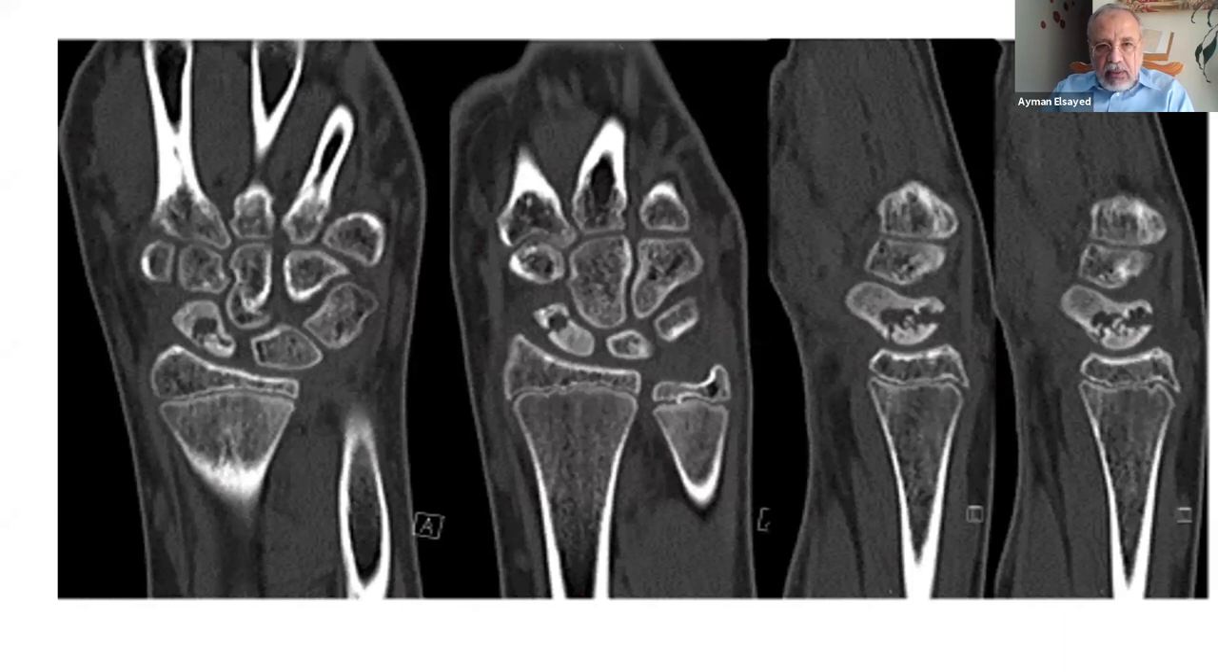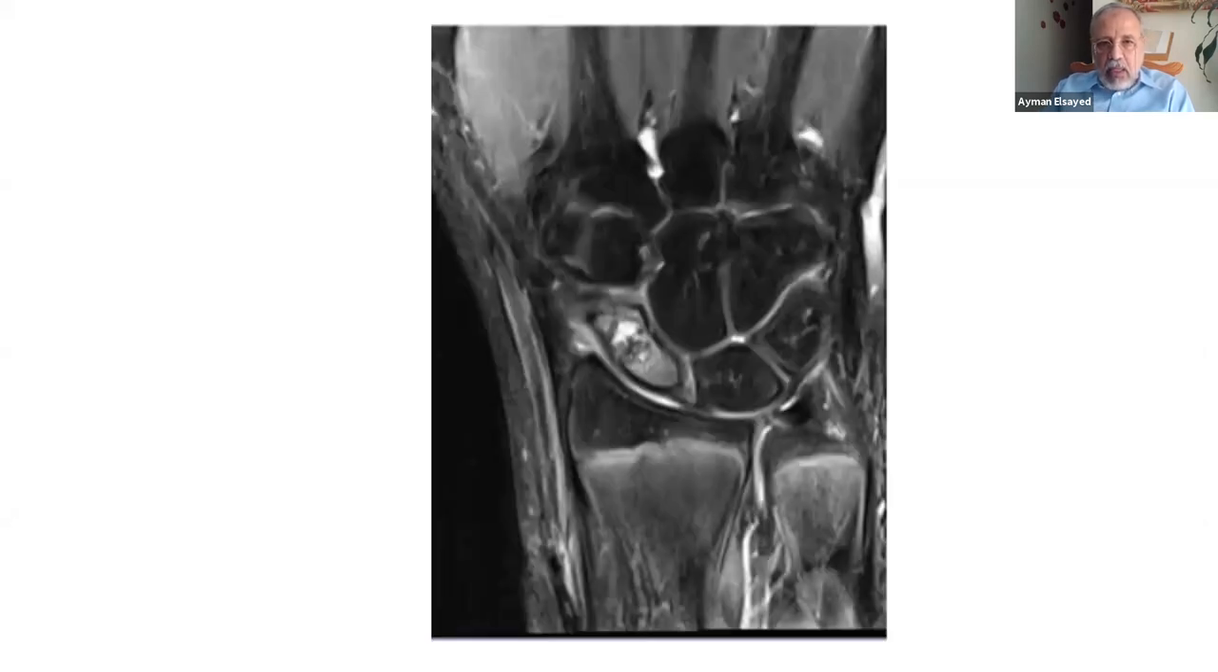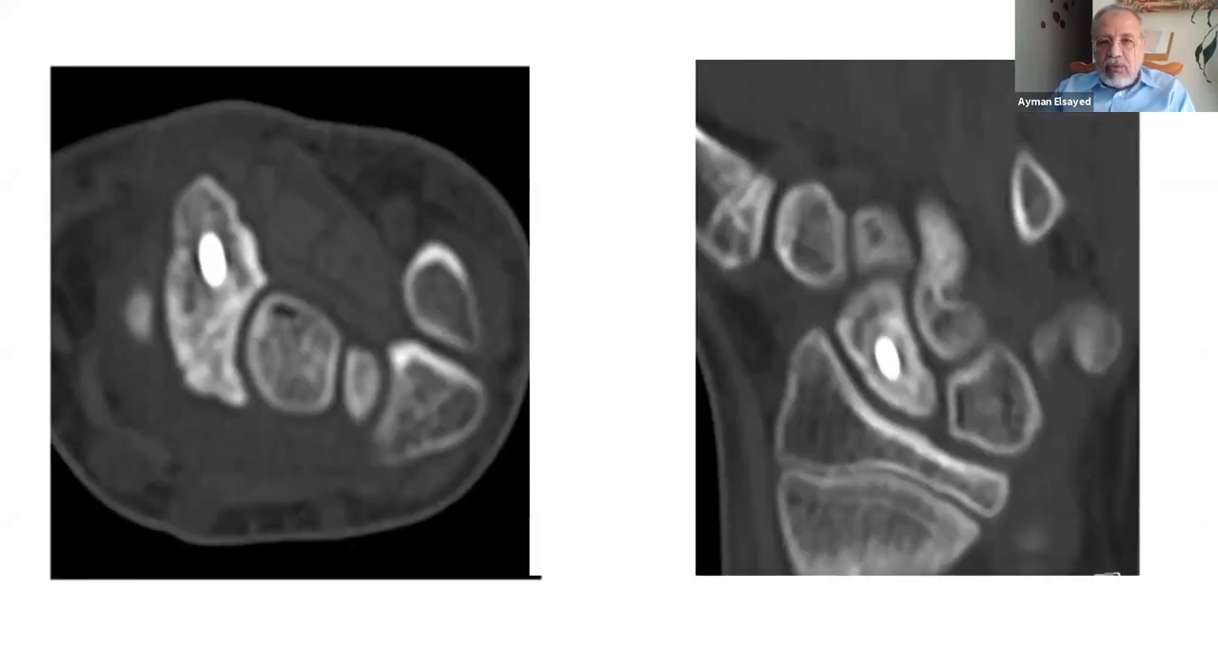I usually do non-vascularized bone graft for any case of non-union of scaphoid. I don't have experience with the vascularized bone graft, except the pronator quadratus bone graft. And this is the transverse cut, which also shows most of the scaphoid has been occupied by a big cyst. And this is the MRI, we'll not talk about it because of shortage of time. But this is what we have done.